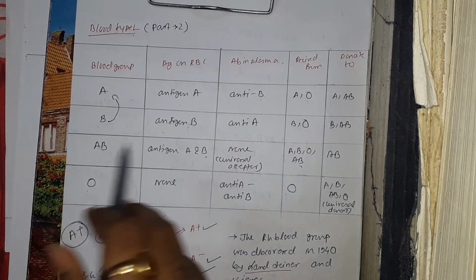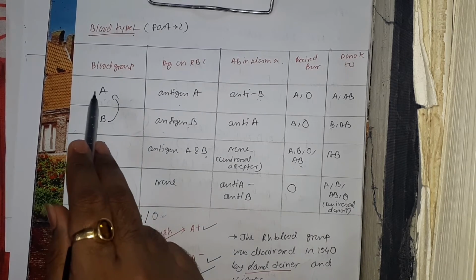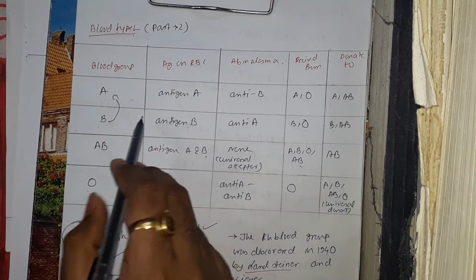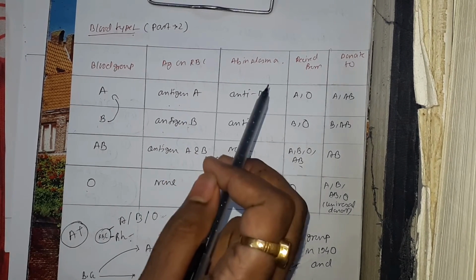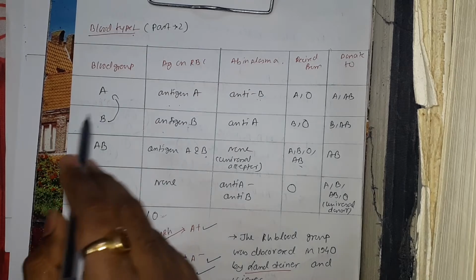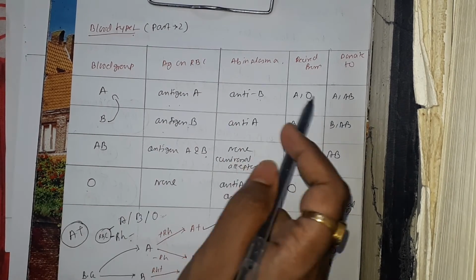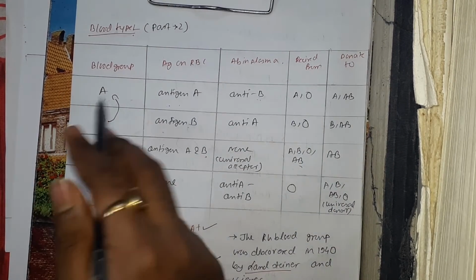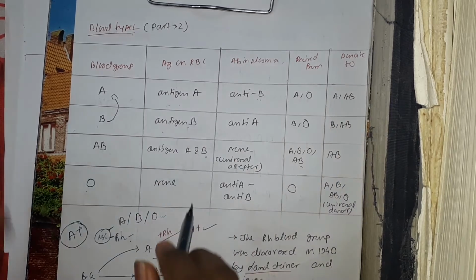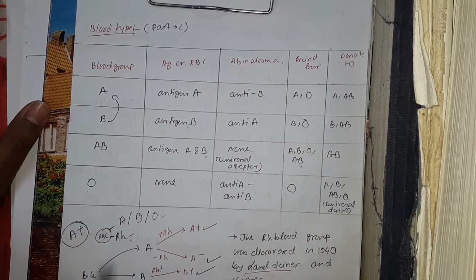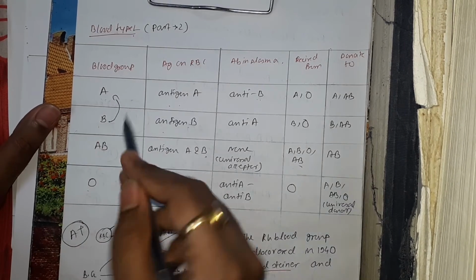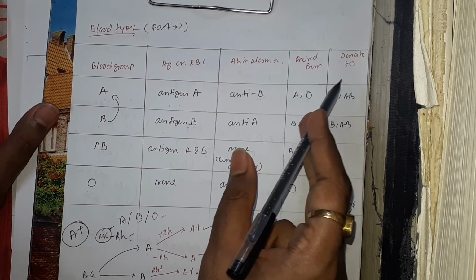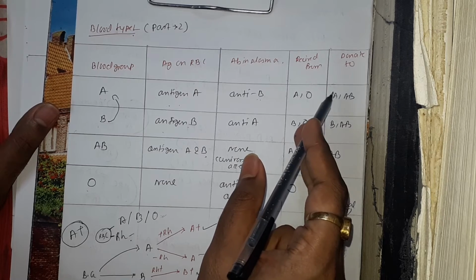So let's talk about this. In case of blood group A individuals, they have antigen A on their RBC and antibody B in their plasma, right? So they have the ability to donate. Let's talk about the donating capabilities of blood groups first, then we will move to the receiving part. Okay, so A blood group individuals can only donate their blood to A and AB.